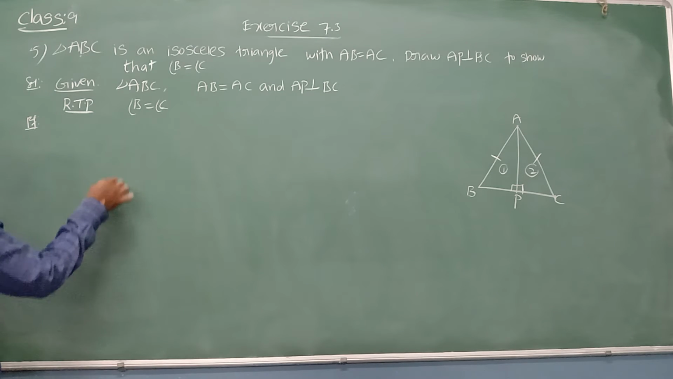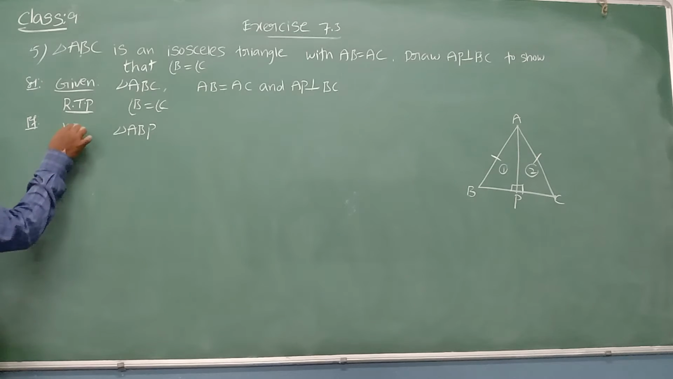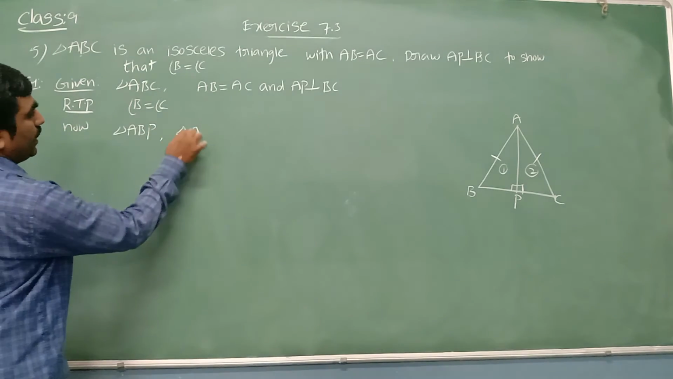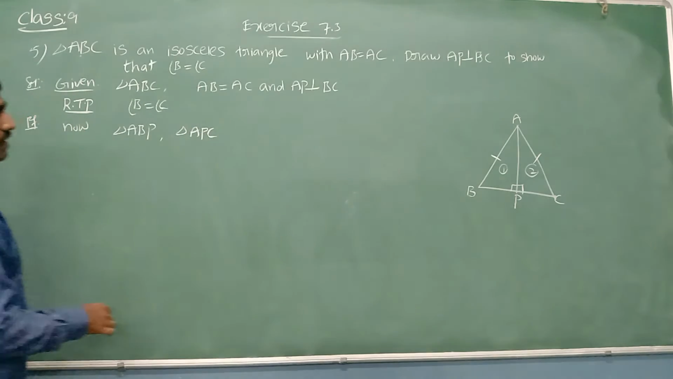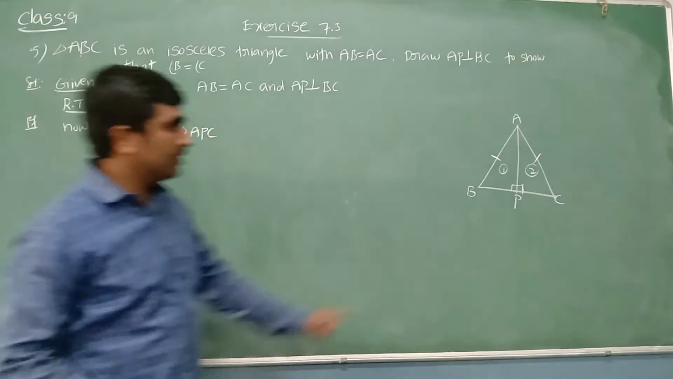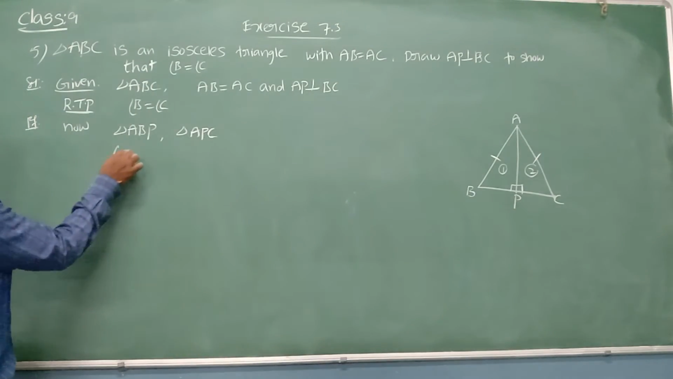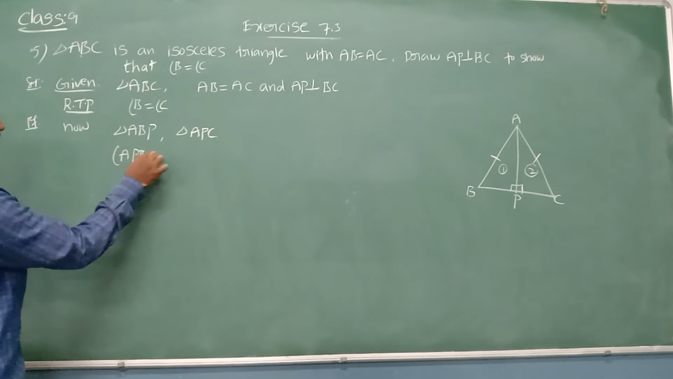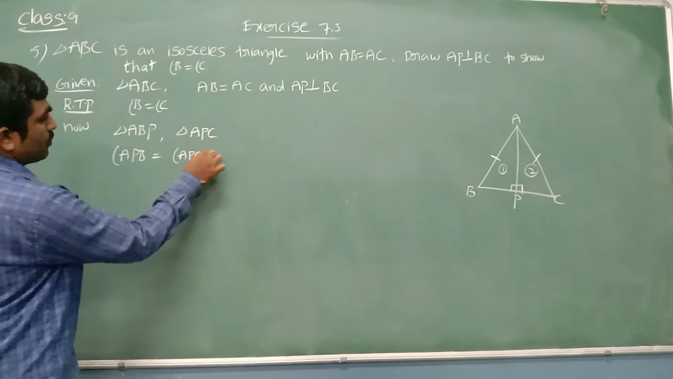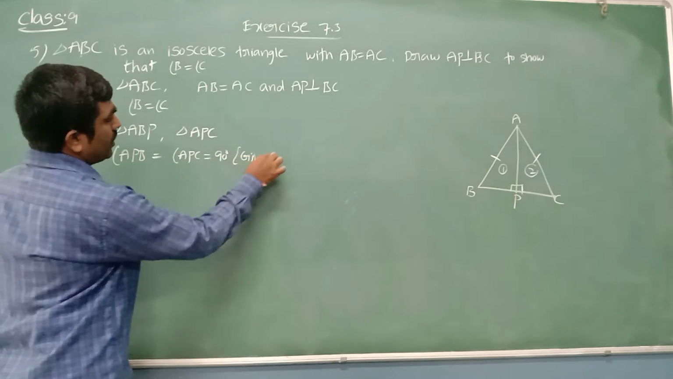I am taking two triangles. Let me take triangle ABP, comma, triangle APC. In these two triangles, we will write the equal parts. See what are the equal parts here? One right angle is the same. Angle APB, the right angle, is equal to angle APC. How much is it equal to? 90 degrees. So what is the reason? The given question only.